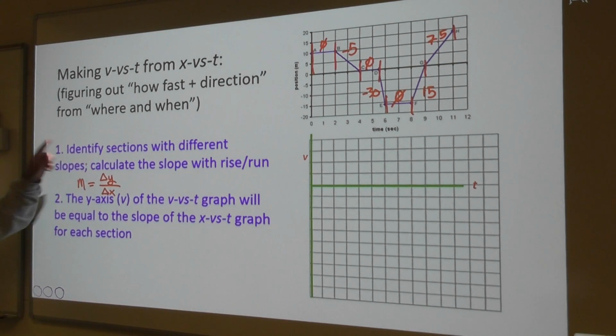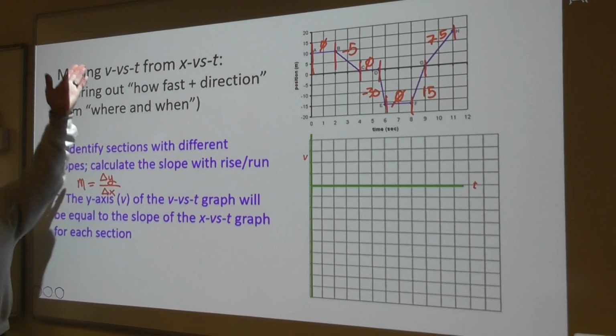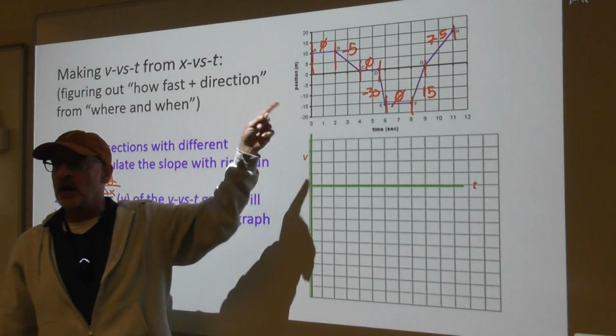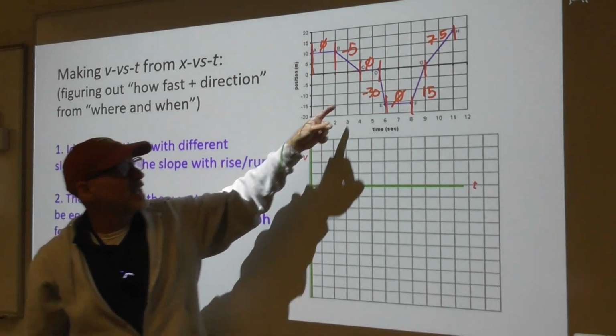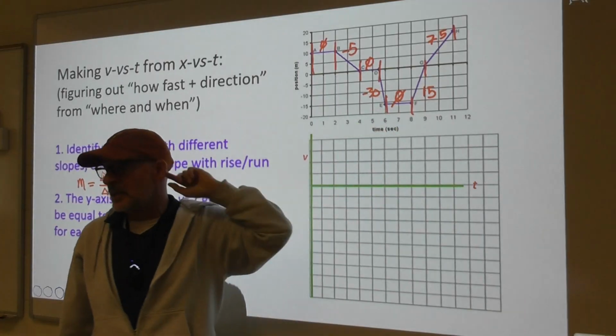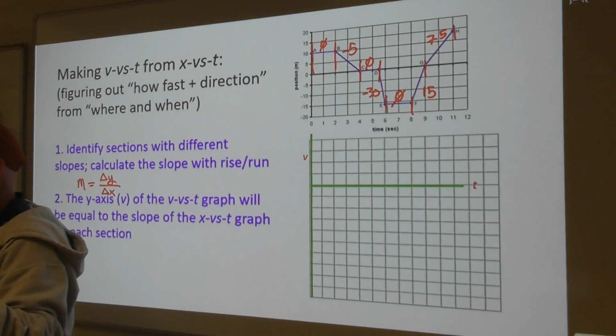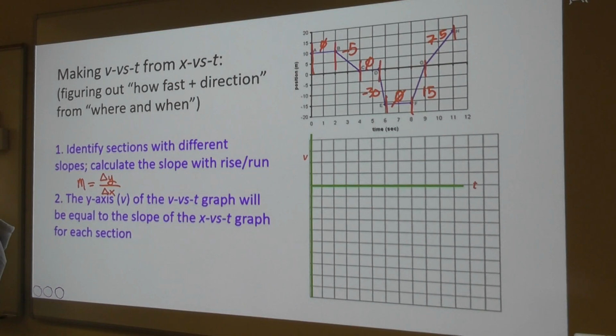So step 1, identify sections with different slopes. Done. Calculate the slope with rise over run. Done. What do you do if the line is curved and it's not a constant slope? You don't know yet. You are going to have a chance to figure it out on your own. I'm not going to make you struggle with it. I just want you to try it on your own and see where you can get.